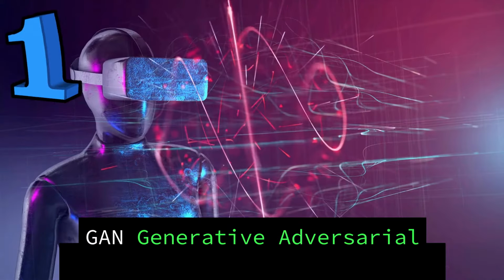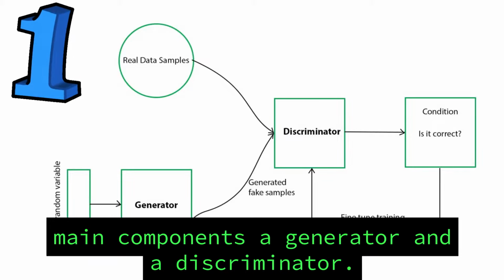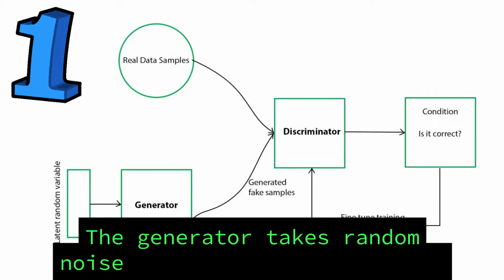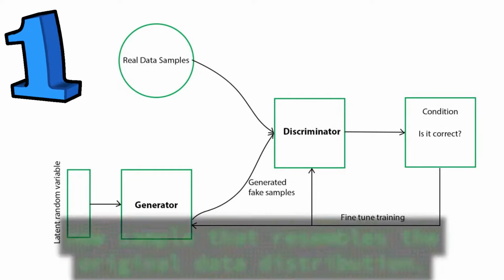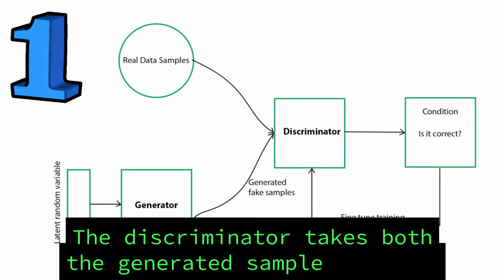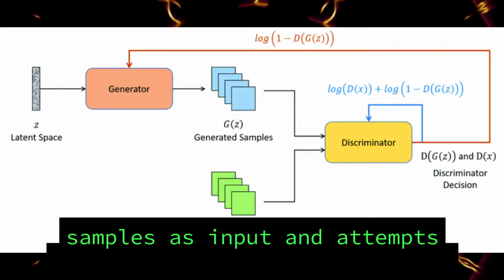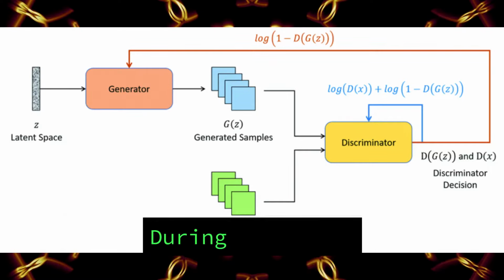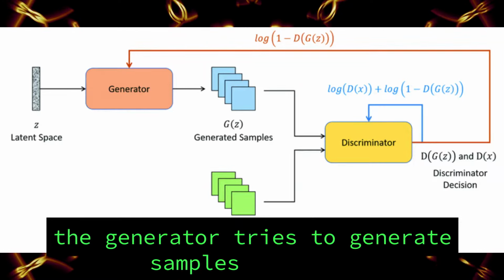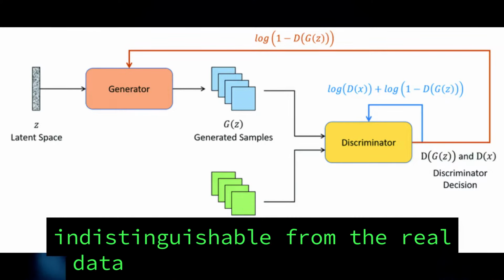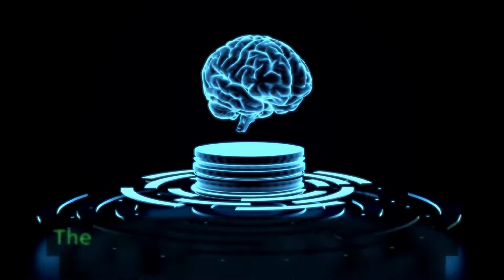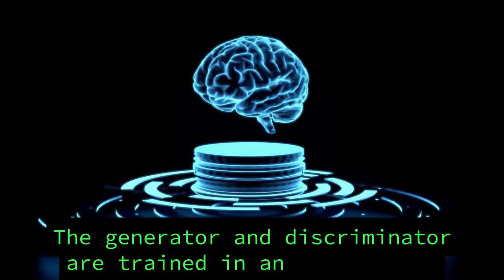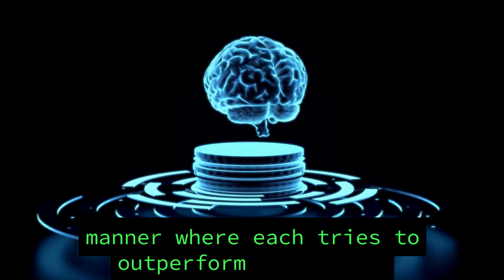A generative adversarial network model consists of two main components, a generator and a discriminator. The generator takes random noise as input and generates a new sample that resembles the original data distribution. The discriminator takes both the generated sample and real data samples as input and attempts to distinguish between the two. During training, the generator tries to generate samples that are indistinguishable from the real data, while the discriminator tries to correctly classify samples as real or generated. The generator and discriminator are trained in an adversarial manner, where each tries to outperform the other.